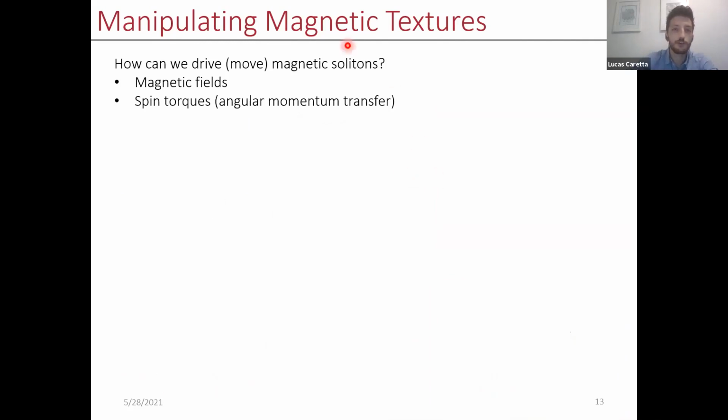So fortunately, there are other ways we can manipulate magnetic textures. We can use things like spin torques or angular momentum transfer. And this typically involves the movement of electrons. And so this can happen, generally speaking, in one of two ways.